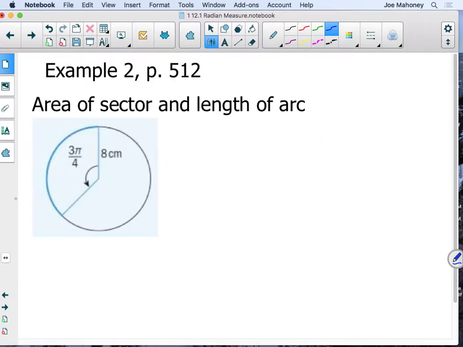This is from page 512, example number 2. You're asked to find the area of the sector and the arc length. The sector and its arc would be defined by that part of the picture. Take a moment, see what you can do.